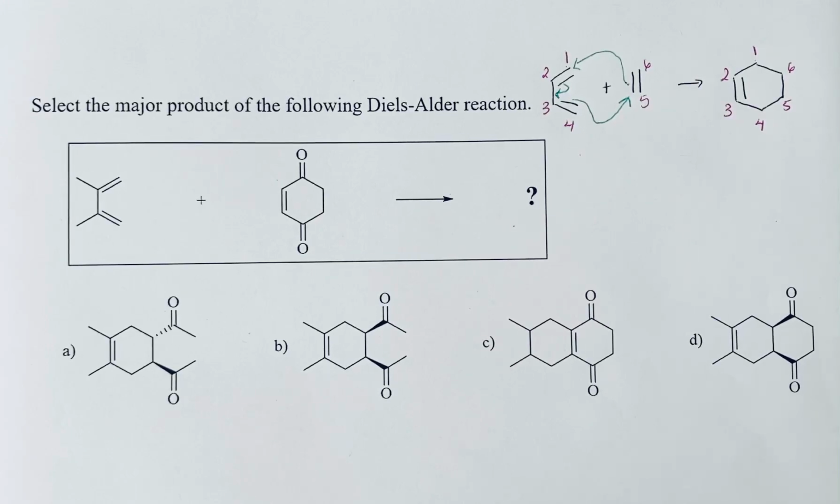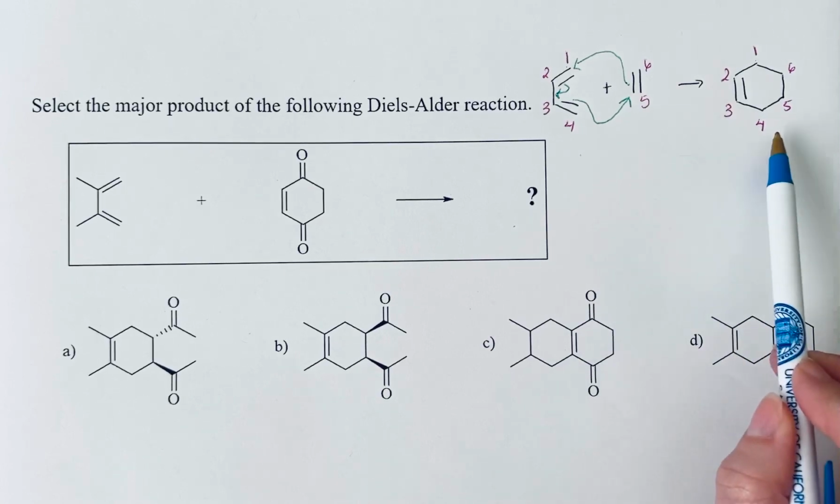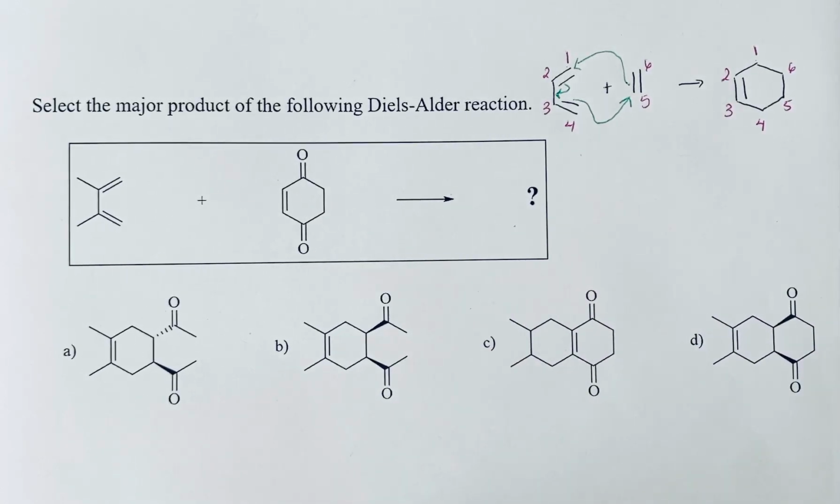Select the major product of the following Diels-Alder reaction. And so Diels-Alder reactions always follow the mechanism that is drawn up here. So this is what we call a cycloaddition reaction.